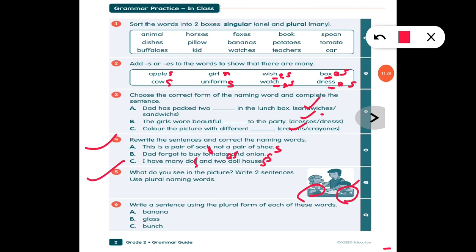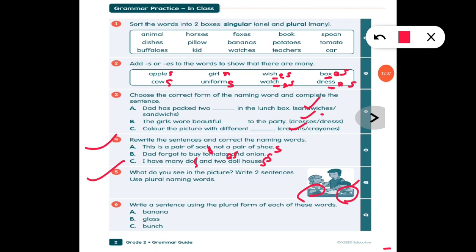There is question 6. Write a sentence using the plural form of each of these words. You have to choose the plural form and make the sentences. So यहाँ पे banana है, banana का plural क्या हो जाएगा? Bananas. So you have to make a sentence with bananas. So monkeys love bananas.